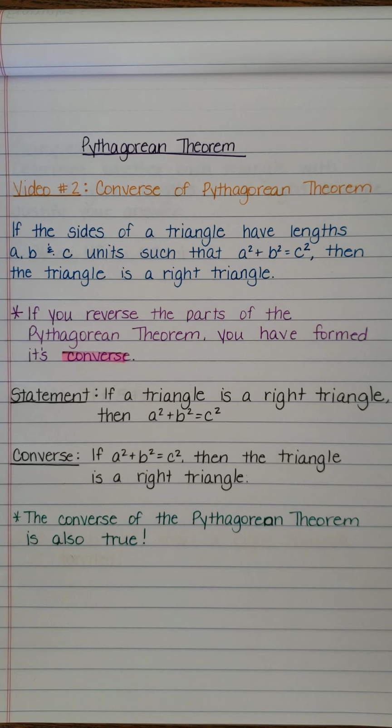So the statement says, if a triangle is a right triangle, then a squared plus b squared equals c squared. And the converse states, if a squared plus b squared equals c squared, then the triangle is a right triangle. So the converse of the Pythagorean theorem is also true. So this will make some more sense when we look at some examples.